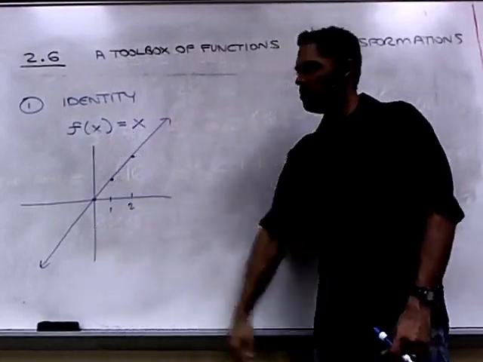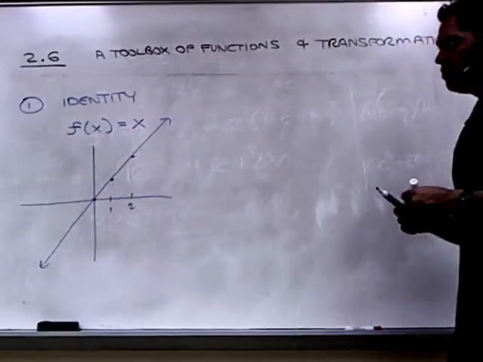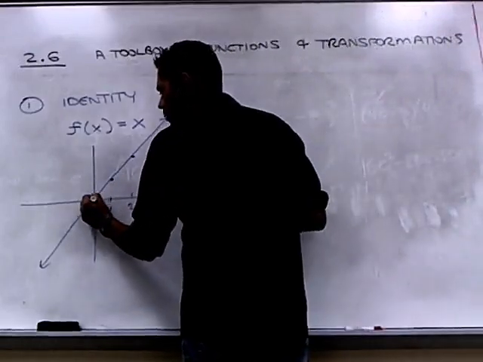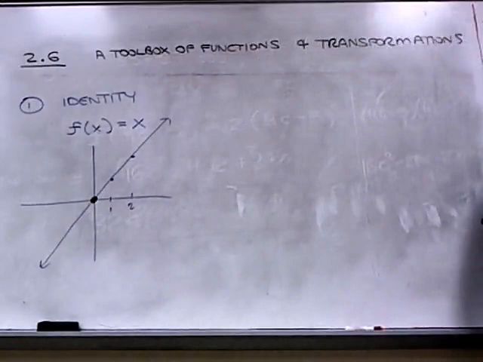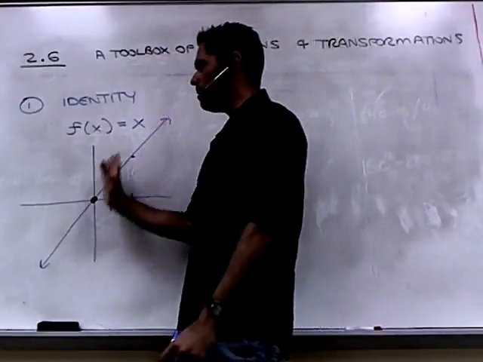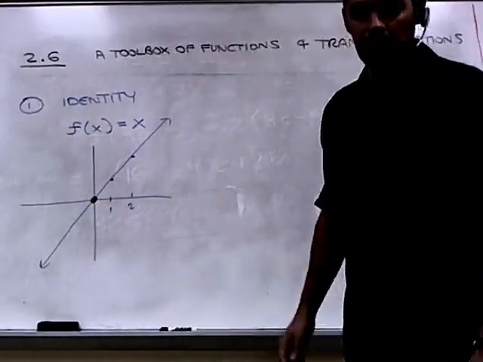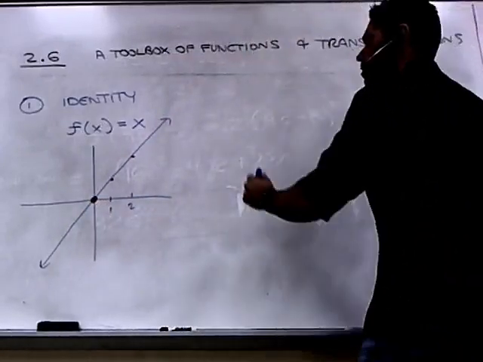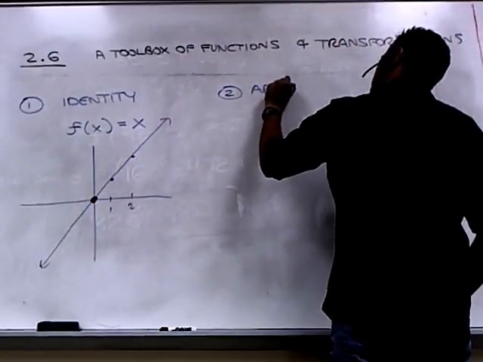So there's the identity. I will point out that the identity function passes through the origin, doesn't it? That dot 0, 0 does exist on this function. That becomes useful later, but let's just all keep in mind that that point exists, right? Okay, the next function, I'm going to go in the order the book has, is the absolute value function.